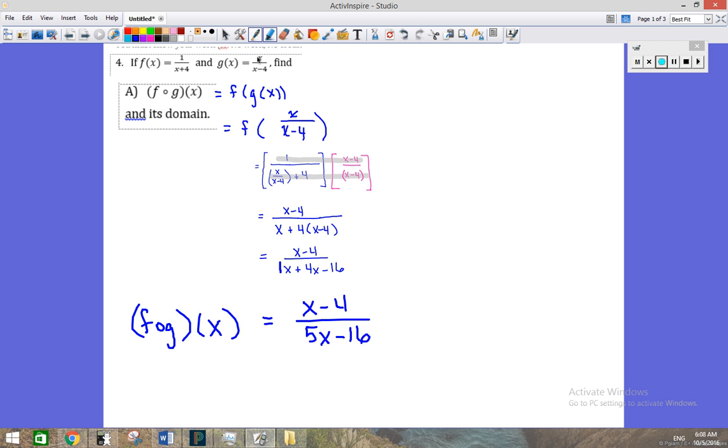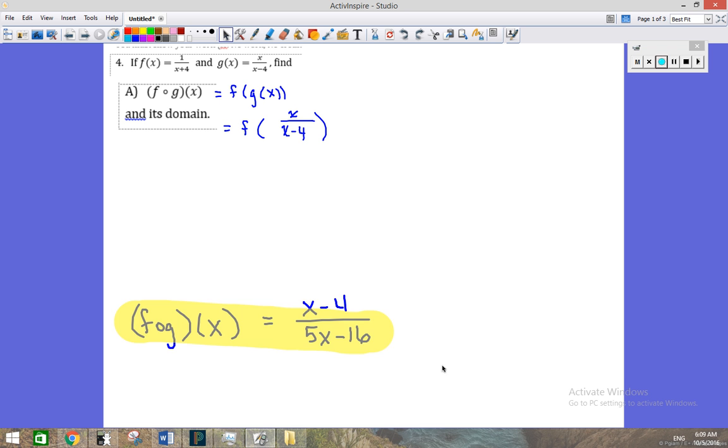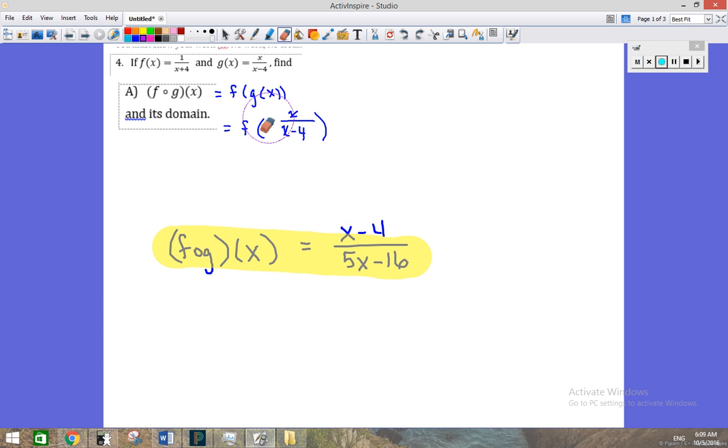So there's one of my two answers for problem 4a, because it also asks me to find the domain. Alright, so I'm going to get rid of this stuff just to give me more workspace, and I'm going to move my answer up. I don't need that either.